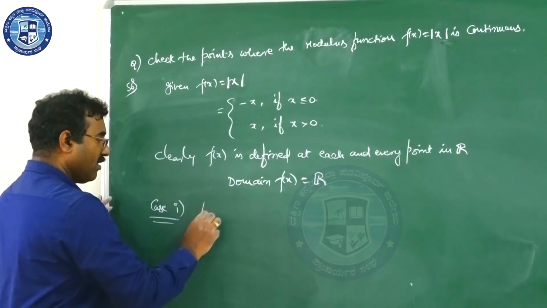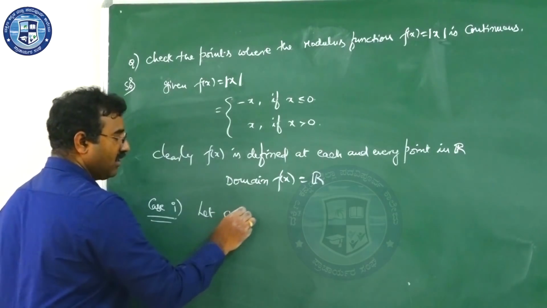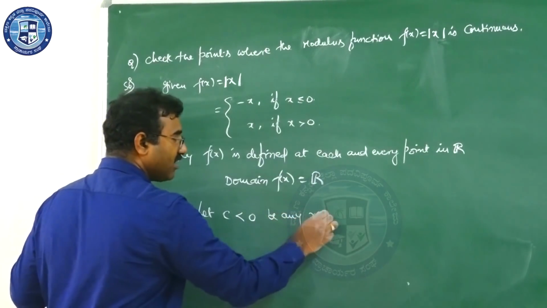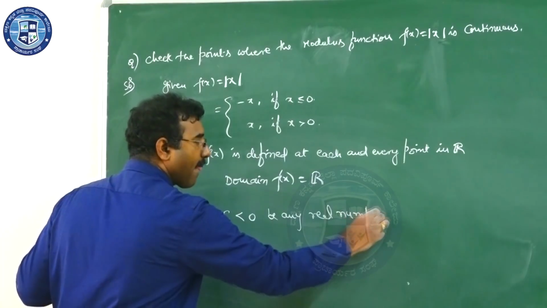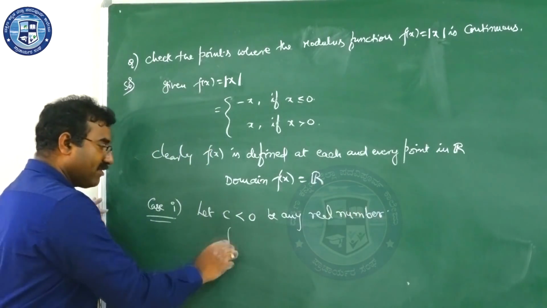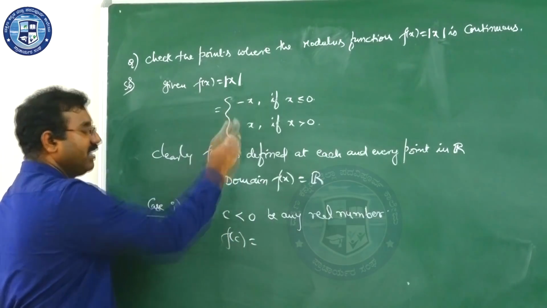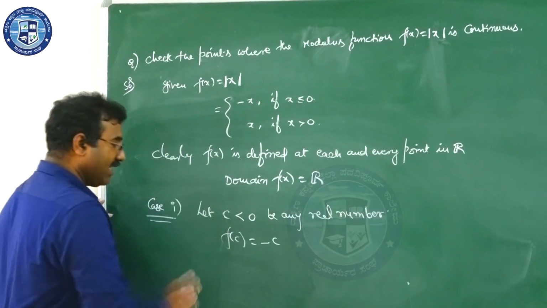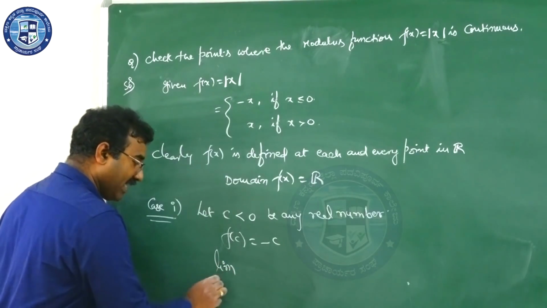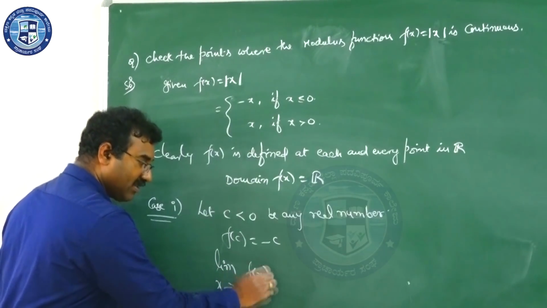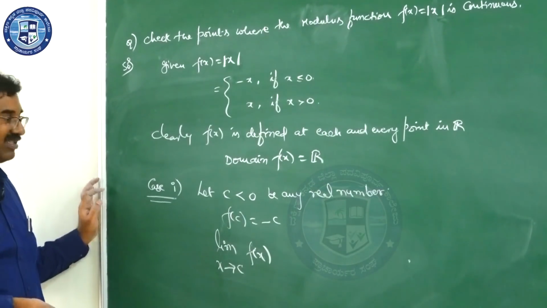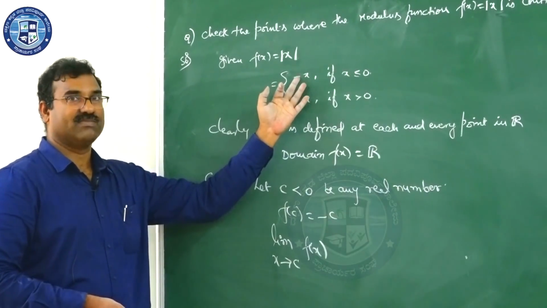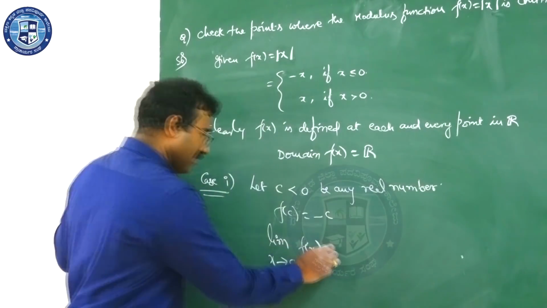Case 1. Let c less than 0 be any real number. Then f of c is what? According to the definition, it will be minus c. f of c is minus c. Then we will work out the limit as x tends to c of f(x). You don't need to work out left hand and right hand limits here, because you are working for less than 0 only. For less than 0, you are having only one function, whatever may be, it is minus x.